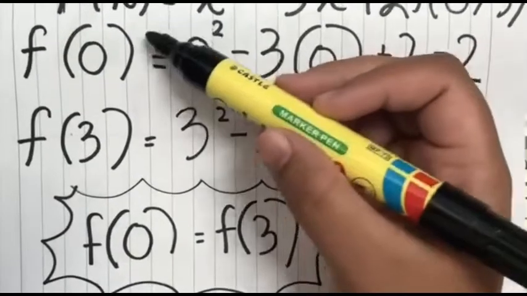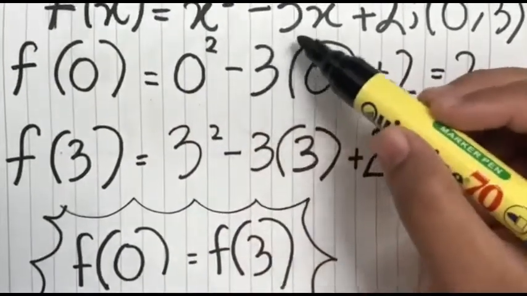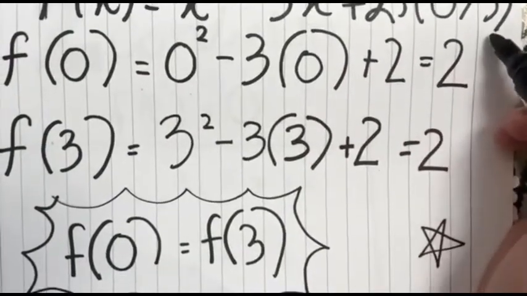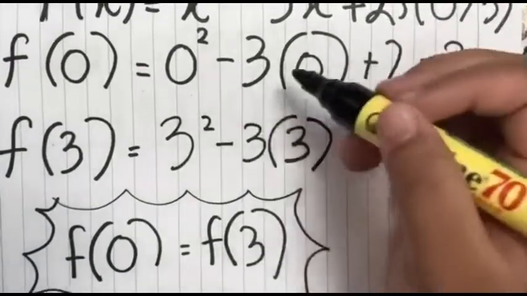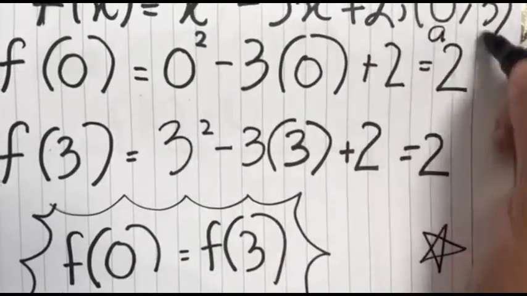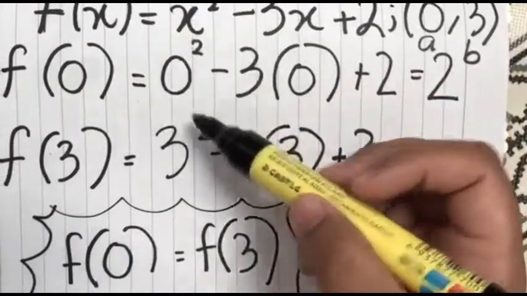Okay, now we go to our problem solution for the function f(x) = x² − 3x + 2 in the interval of 0 to 3. So we know that 0 represents a and 3 represents b. So we need to substitute 0 and 3 in the function.